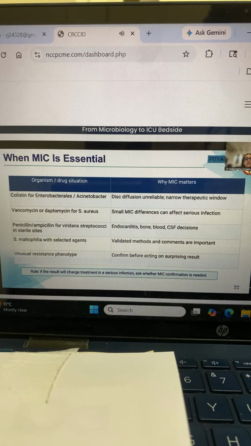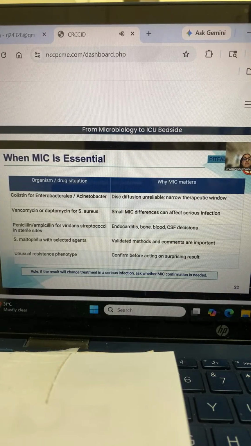Now, MIC is important for every antimicrobial that you test, but it is essential in certain cases, like colistin for Enterobacterales and Acinetobacter, because disk diffusion is unreliable and there's a narrow therapeutic index. Vancomycin or daptomycin for S. aureus, because small MIC differences can affect serious infection.